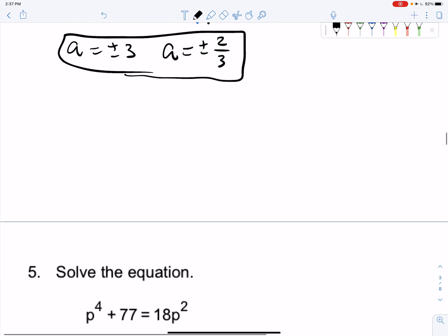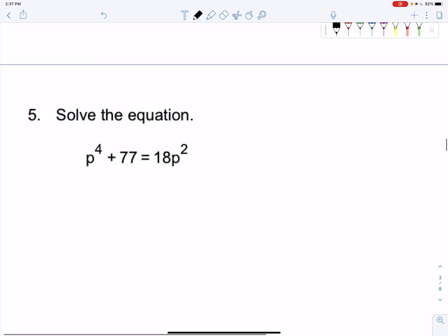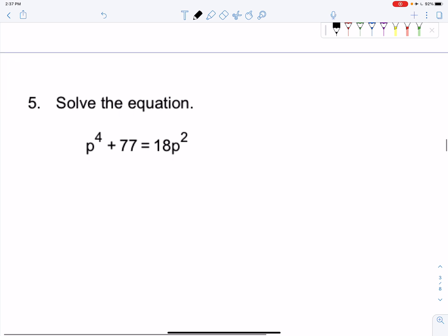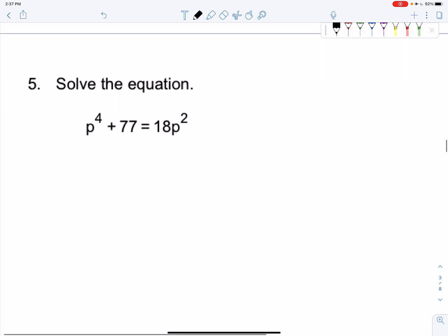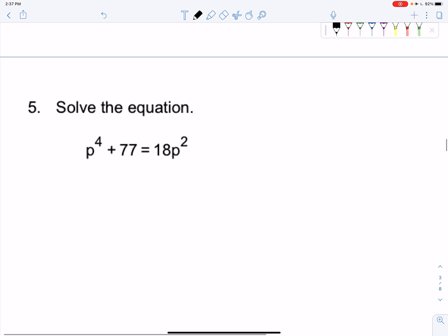And let's move on. Number 5, solve the equation. And their example was that I think they did a sub first, but I wouldn't do that. I just set it equal to 0. So that's what I do first. Let's put this in standard form. This is p to the 4th. I'm going to subtract this 18p squared on both sides, right? So I got minus 18p squared plus 77 equals 0.